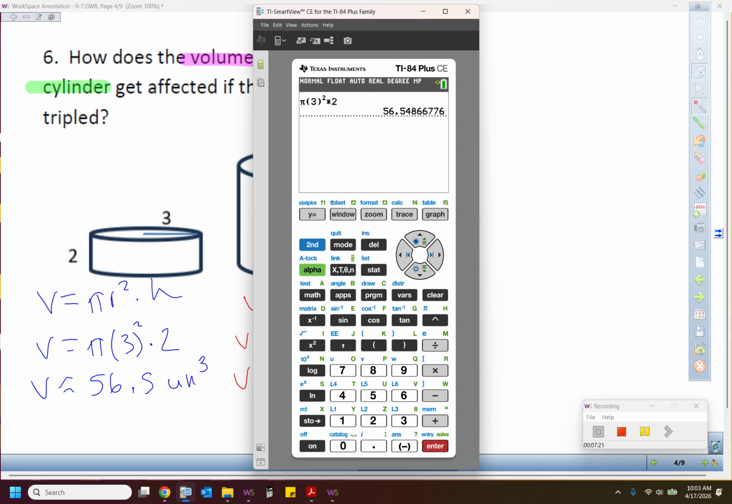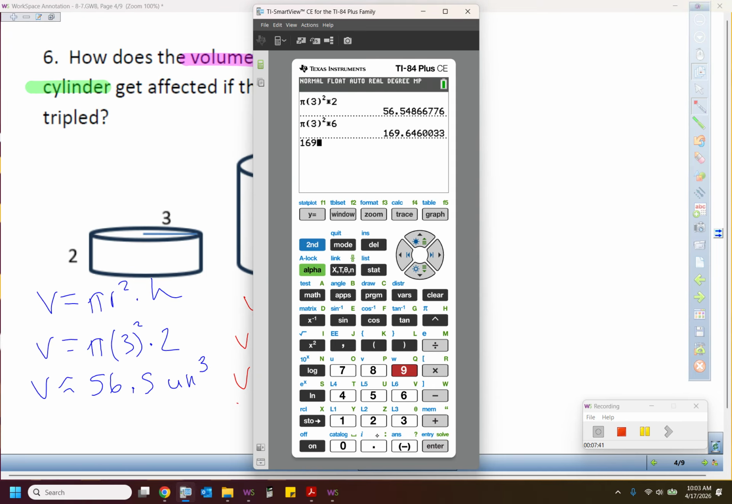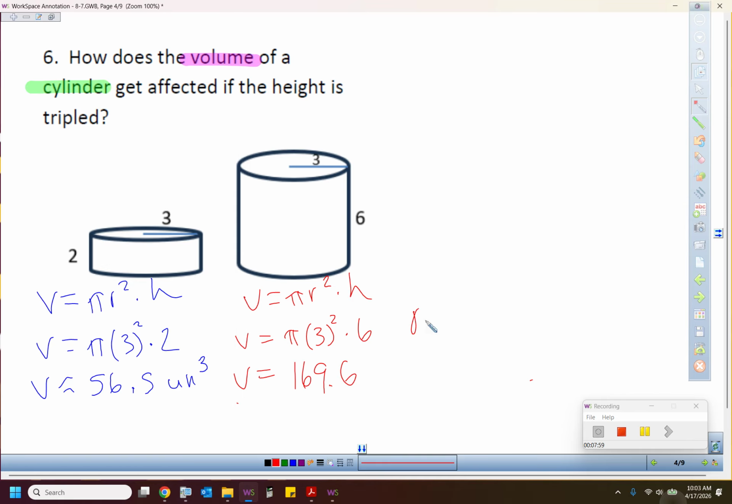Basically 169.6-ish, right? If I divide those, because we rounded off, it's not going to be perfect, but 169.6 divided by 56.5, I'm going to get really close to what actually happened. If we would have kept the pi's, we'd get exactly. How many times bigger did it get? 3, right? It's a little off because of the rounding, but it got 3 times bigger. So it got multiplied by 3.